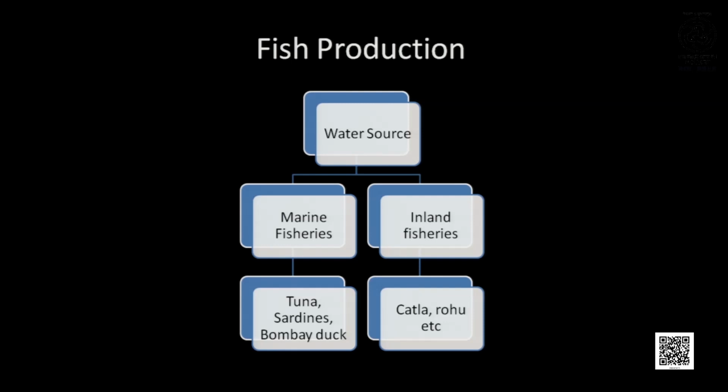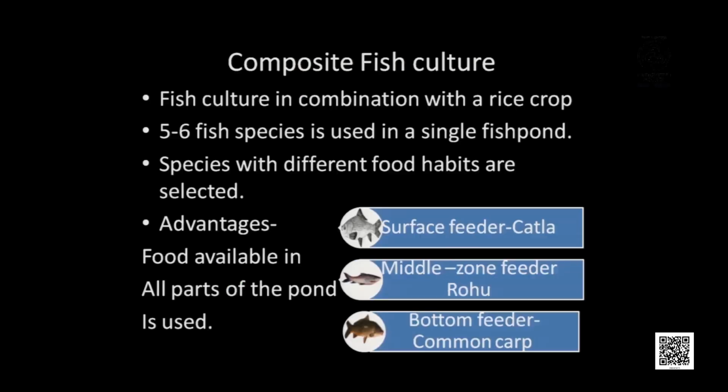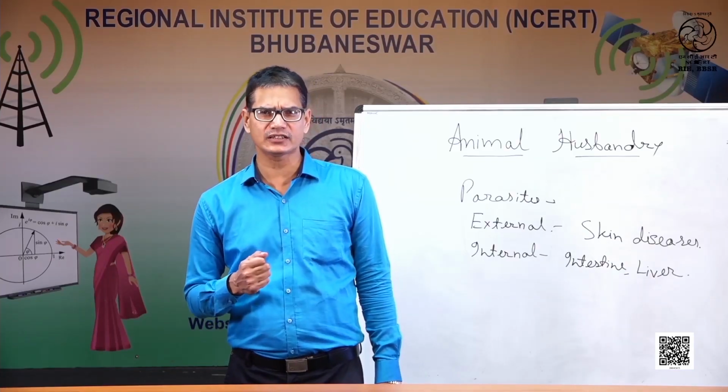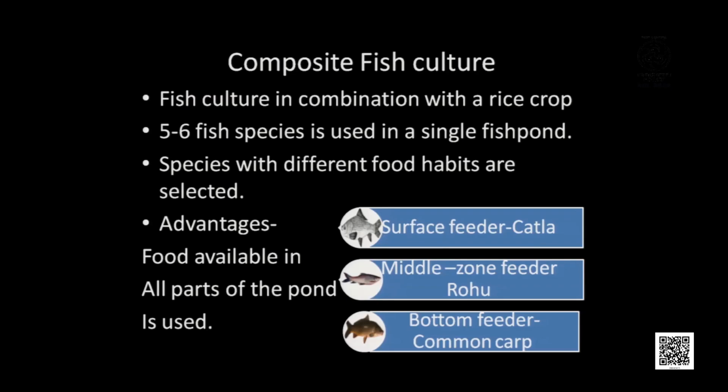And inland fisheries, that means pond, lake, rivers. An example of fishes are katla, rohu, etc. Now, for sustainable practices, we must encourage composite fish culture. Then what is this composite fish culture? It is a culture in combination with a rice crop.